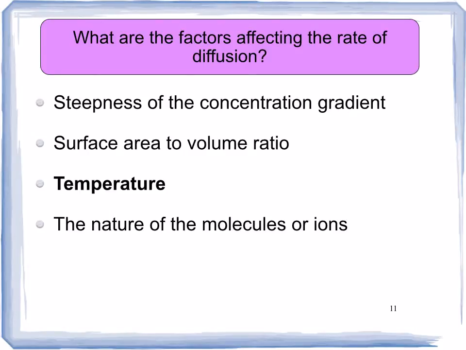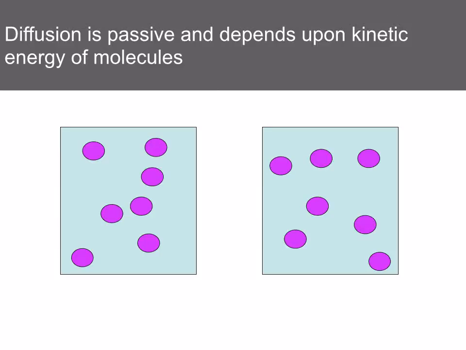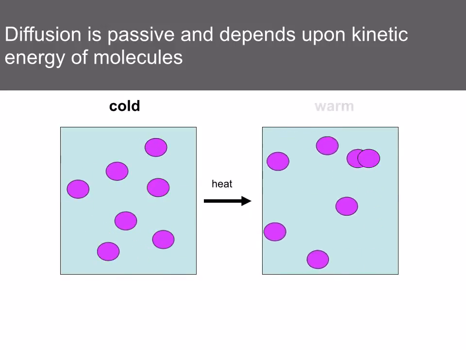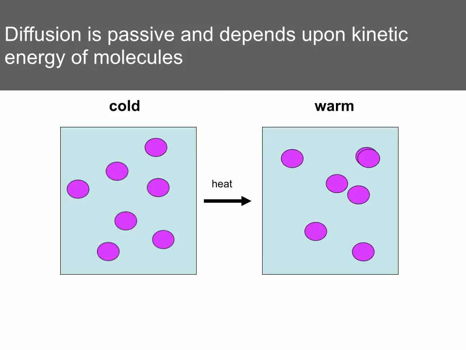Temperature. What do you think temperature will do to the rate of diffusion? So an increase in temperature will increase the rate of diffusion. So diffusion is passive and depends upon the kinetic energy of molecules. So here you can see how the molecules move in the cold compared to if you apply heat. So you're giving them kinetic energy, more kinetic energy, should I say. Oops, and there's one last one to move.